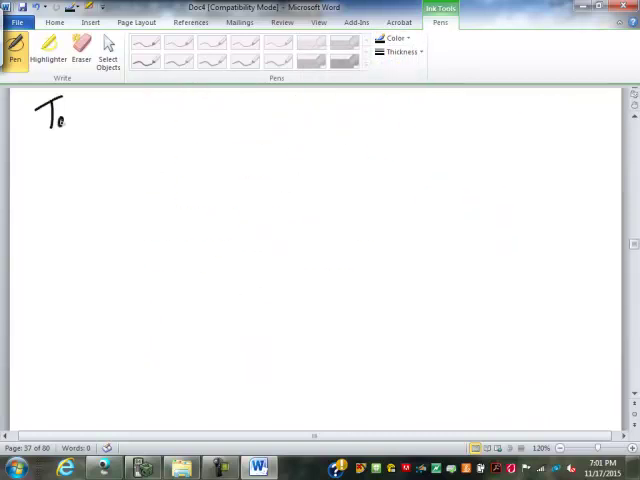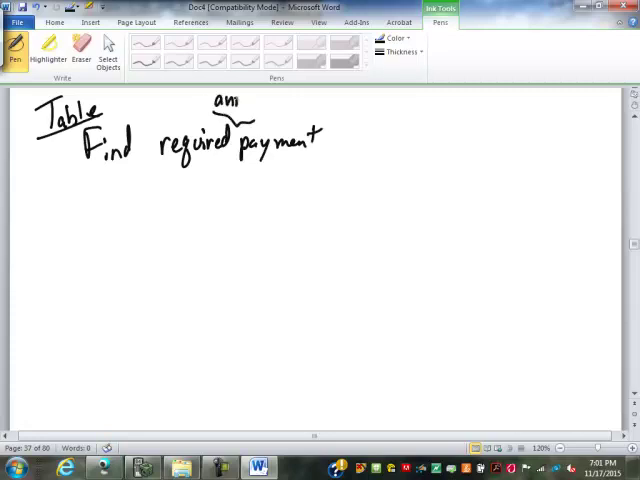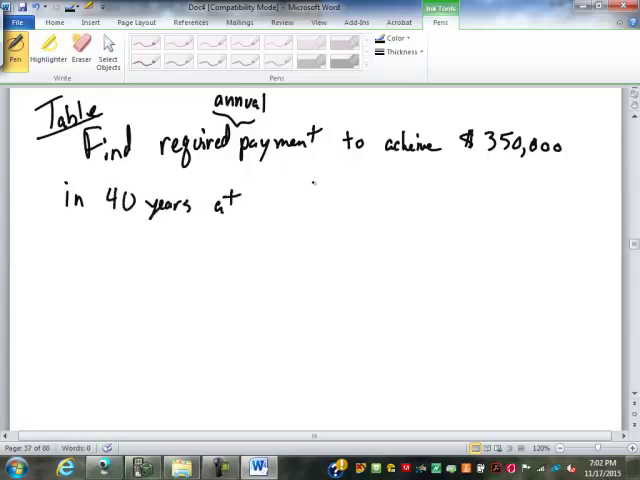This one, you're going to use the table. Find the required annual payment to achieve $350,000 in 40 years at 9%. So use the table to find that. We'll discuss that in just a second.